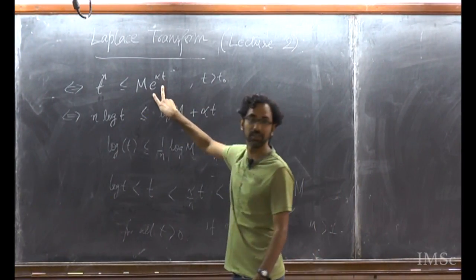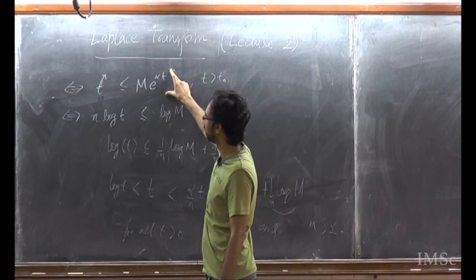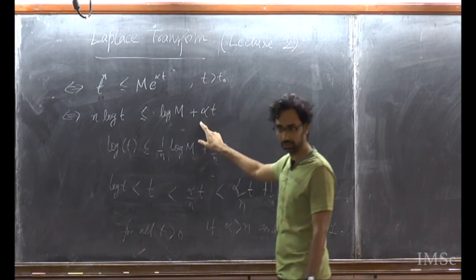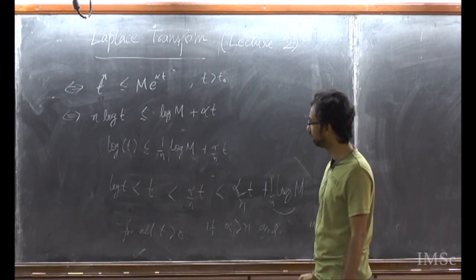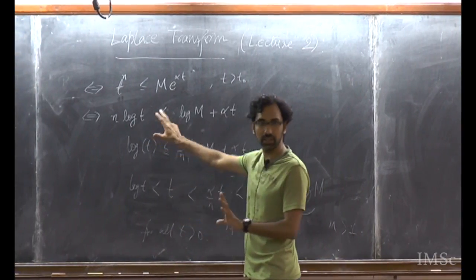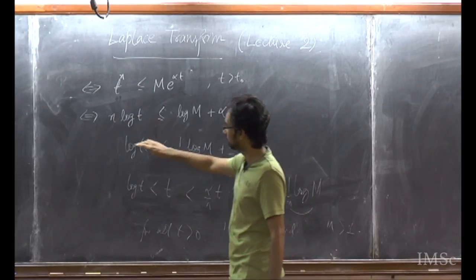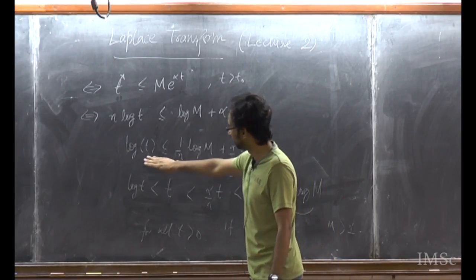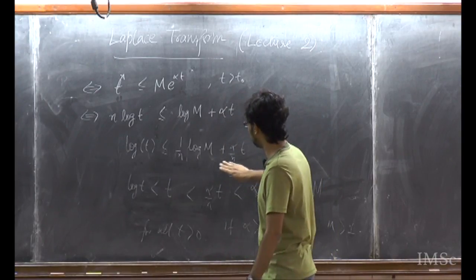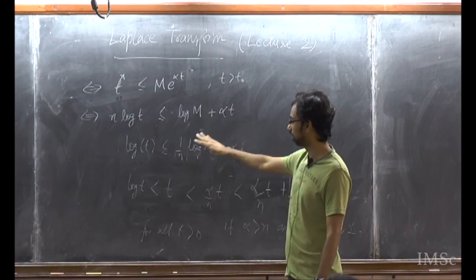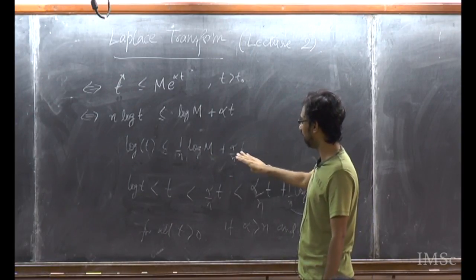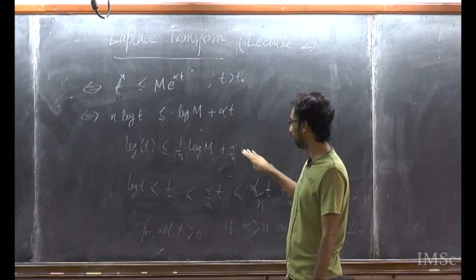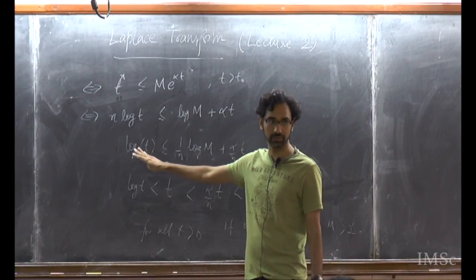So we want to prove this one. We have converted the original statement into a statement about logarithms by taking logs on both sides. That was the first step. And then we just manipulate this inequality. Because n is positive, we can divide by n. On the left hand side you're left with just log t, and on the right hand side you have some expression of alpha, m, n and t, and you have to find the right values of alpha, m and t for which this inequality holds.